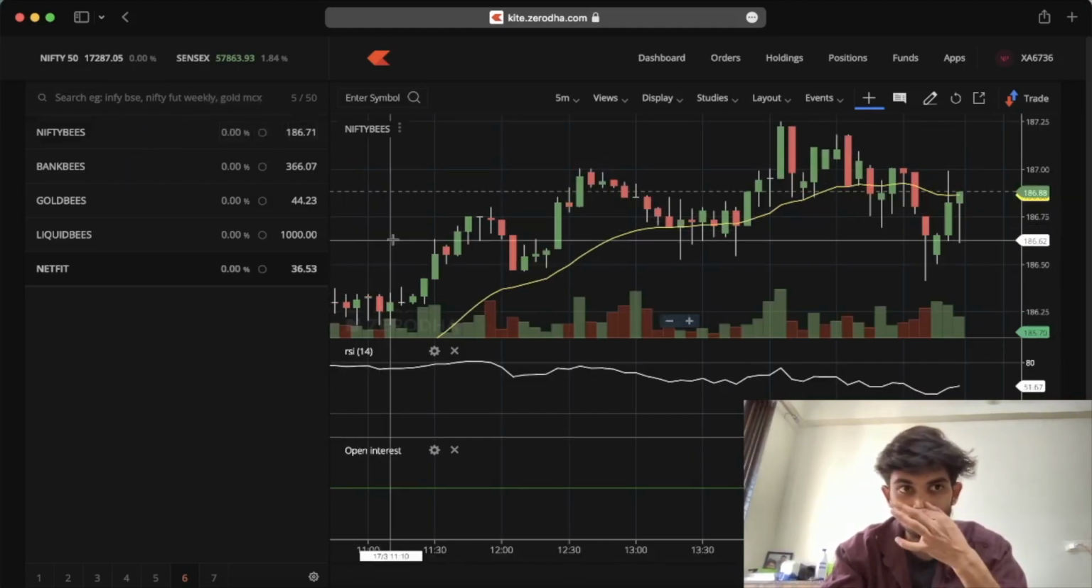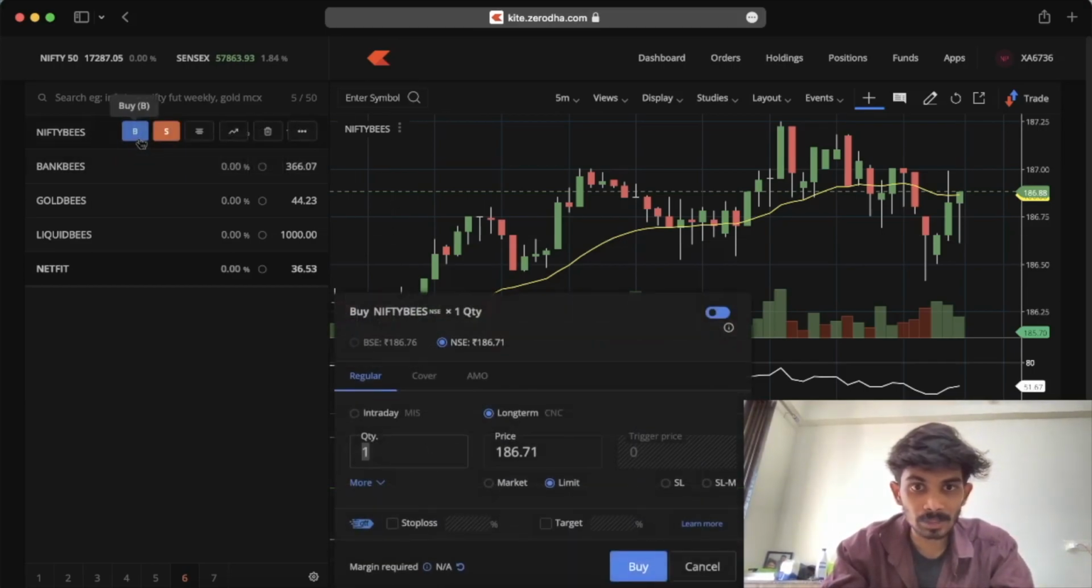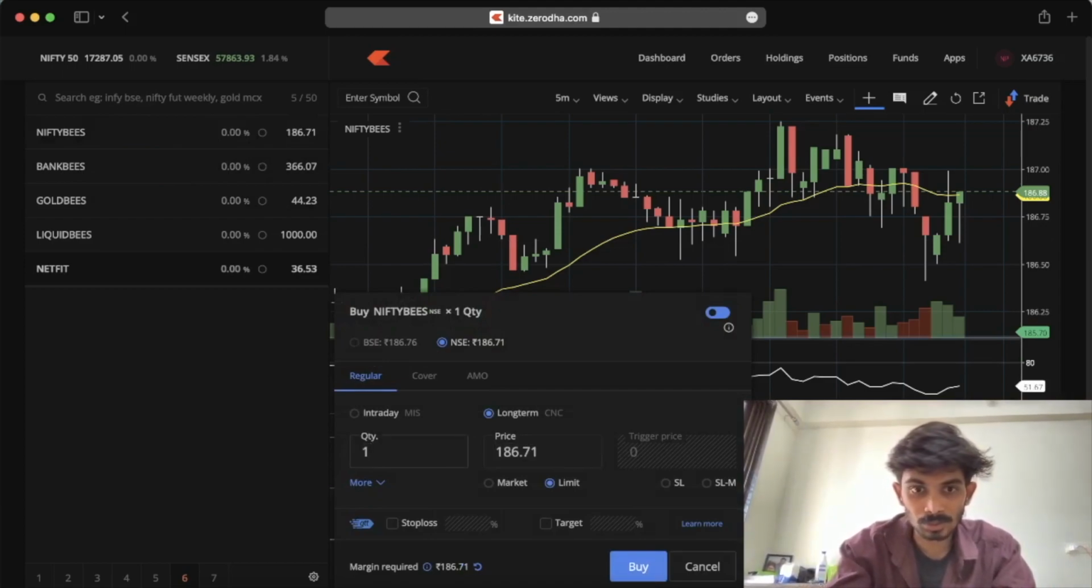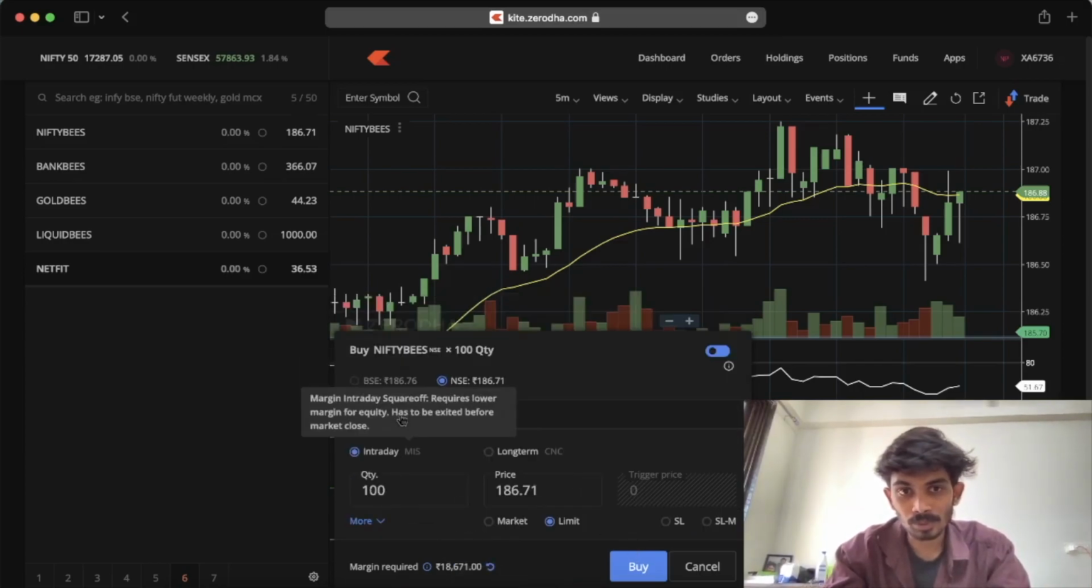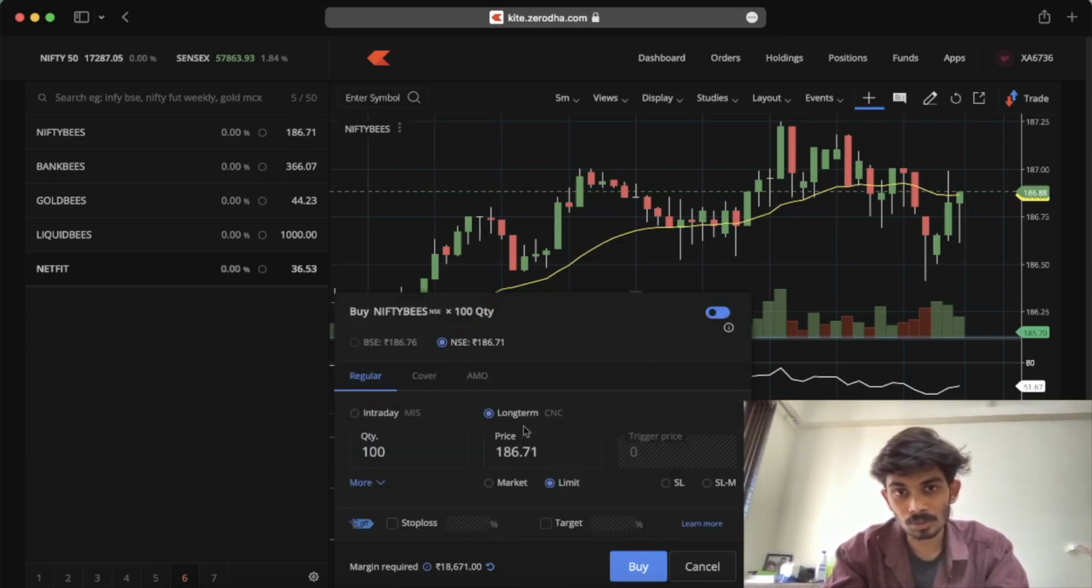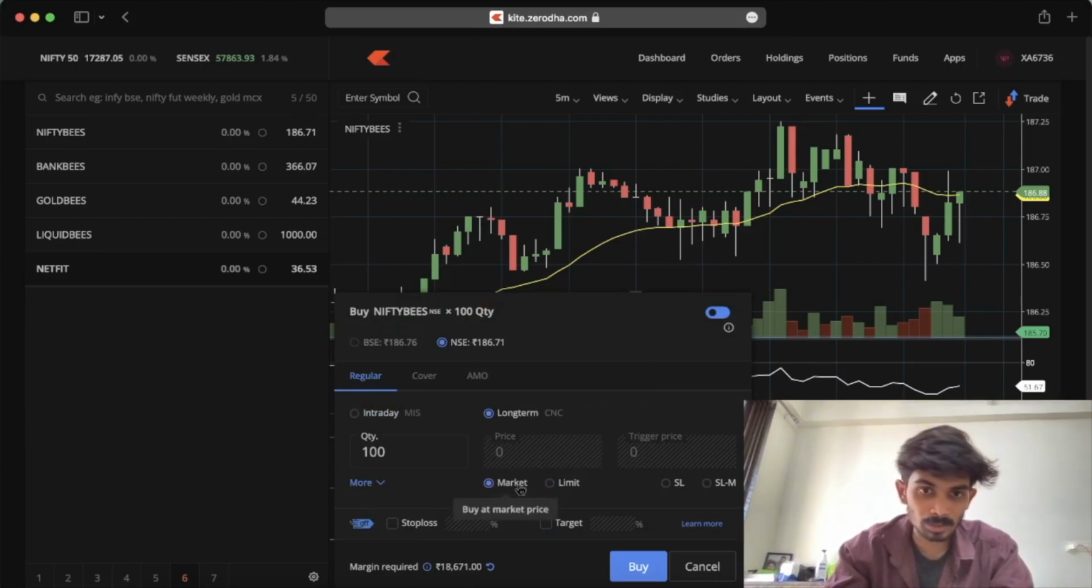If you invest in NIFTYBEES, you are indirectly investing in Nifty 50, and you can hold it for a long time. It's like you are holding a stock, but you are investing in a basket, a pool of all the securities of Nifty. If you want to buy, just click buy, and for one share you need to pay like 186 rupees. For 100, just type 100 and click buy. You can trade intraday or long term. You can buy at market price.